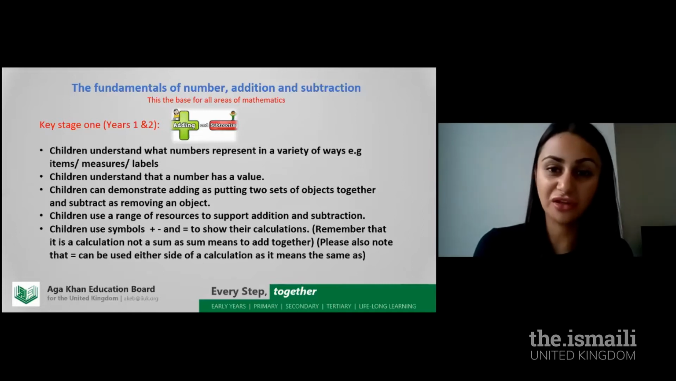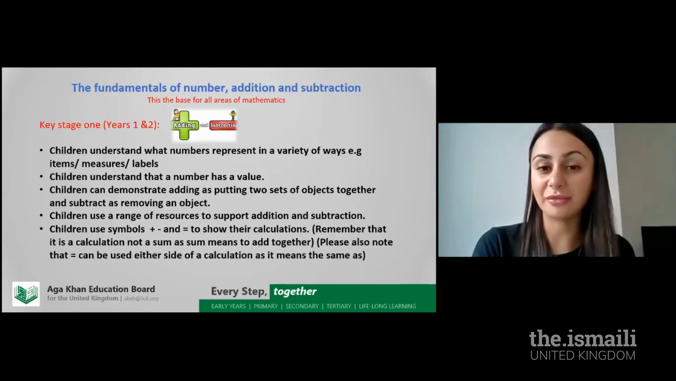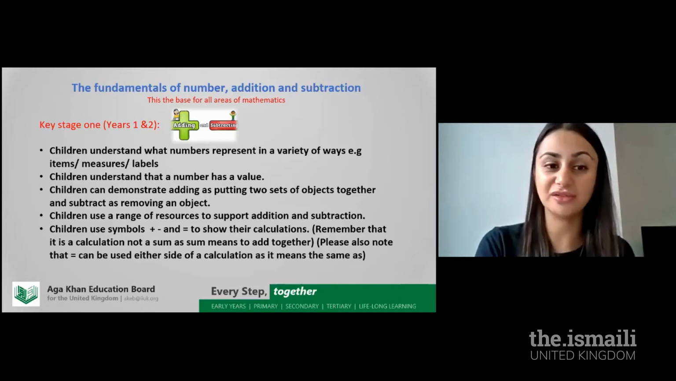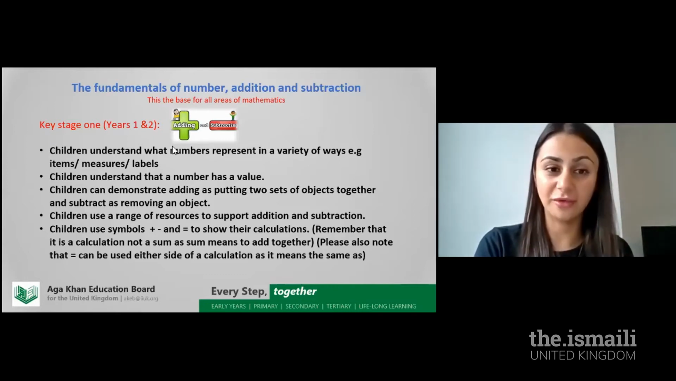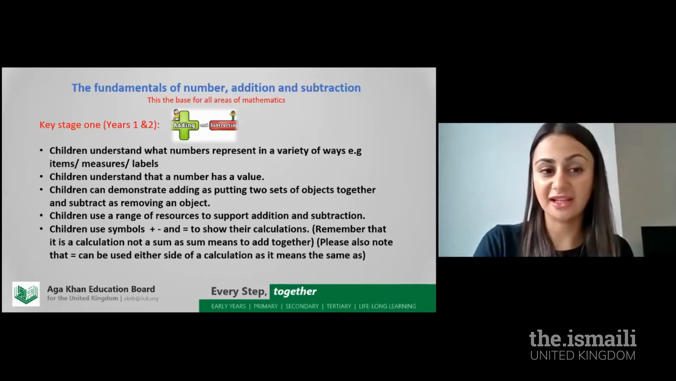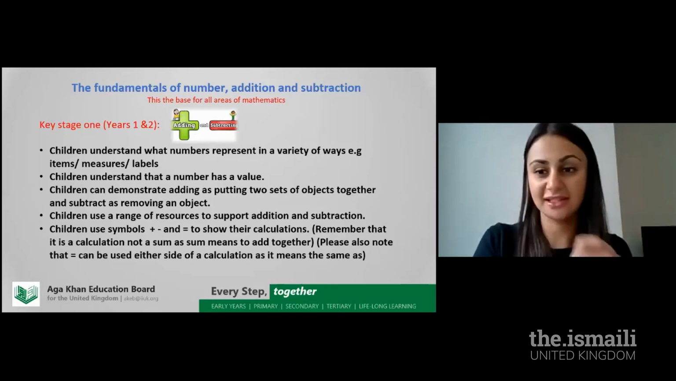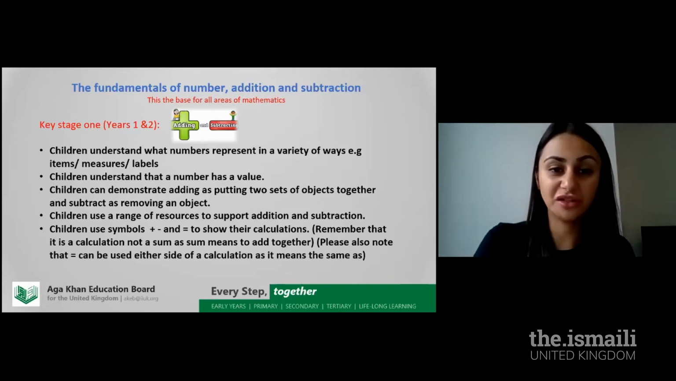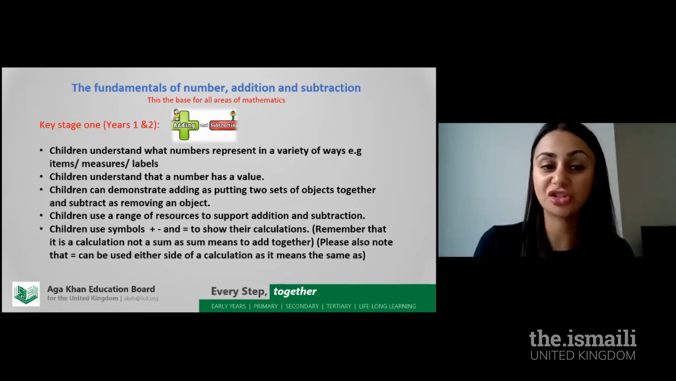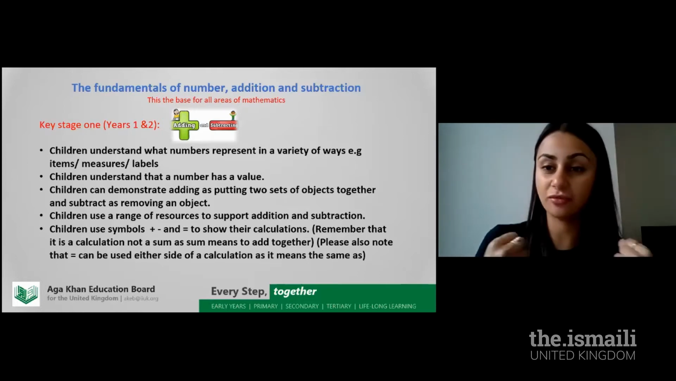So here children are understanding that numbers can be represented in a variety of ways. They can be used as measures, as labels, and they're probably used to seeing this in their environment. It's really important children understand that number has a value, and that the 1 in 18 isn't a 1, it is a 10, and then the 8 holds the value of 8 ones. Children demonstrate adding as putting 2 objects together, and subtracting as removing an object.